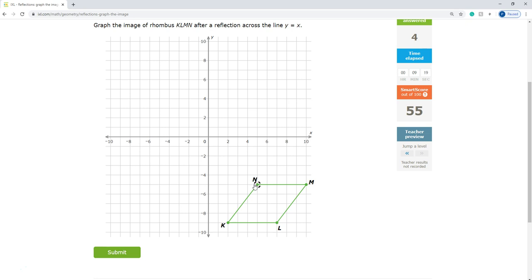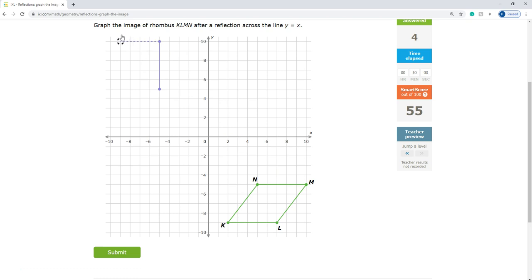So I look at N, and N is located at 5, -5. So then that means that my new N is going to be -5, 5. Same thing with M. If M was at 10, -5, you're going to flip that around. And if I flip that around, 10, -5 would be -5, 10. So I'm going to go to 1, 2, 3, 4, 5, and then go up 10. 10 is up there.